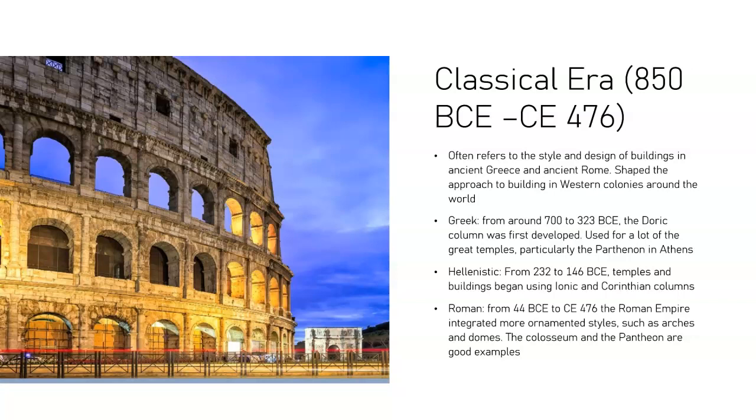In the Hellenistic era from 232 to 146, temples and buildings began using what they call Ionic and Corinthian columns. And then we have the Romans, who were known as great builders. From 44 to 476, the Roman Empire started using more ornamented styles, such as arches and domes, like we see in the Colosseum and the Pantheon. Part of the Colosseum is pictured on the left, and you can see how the different arches have been integrated into this structure.